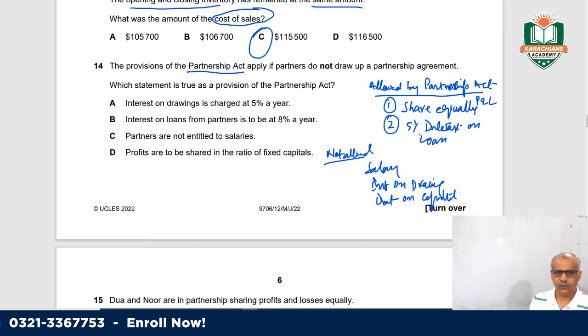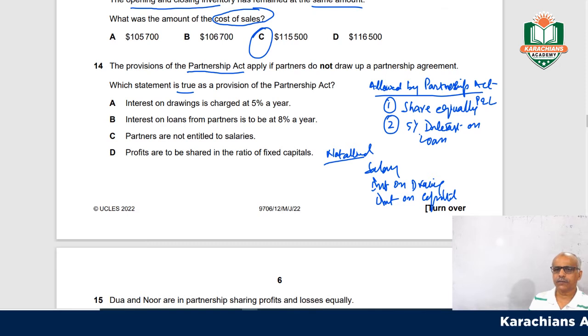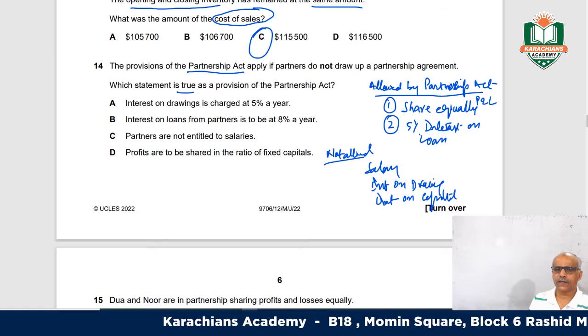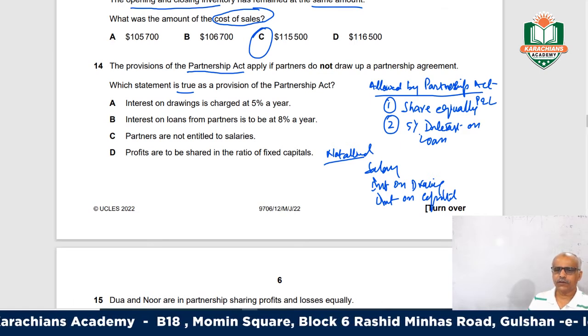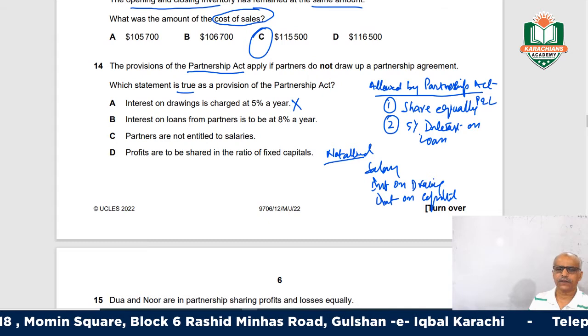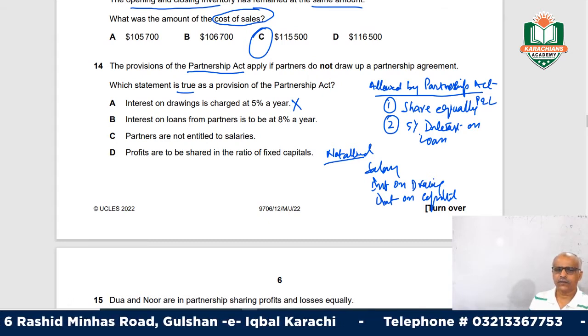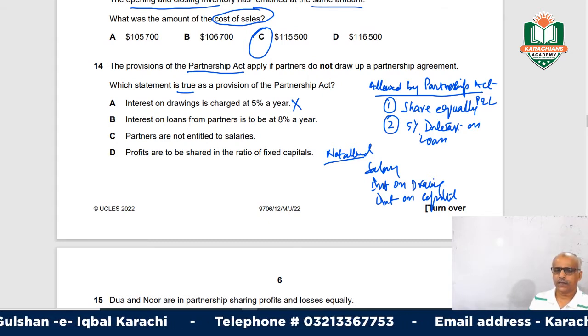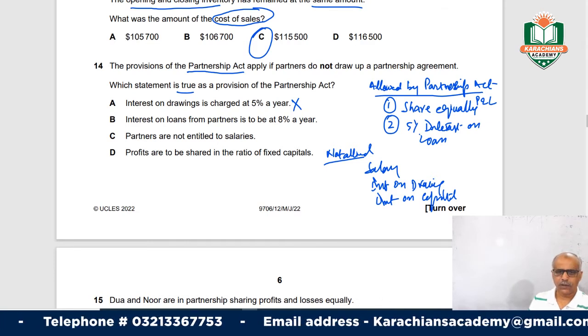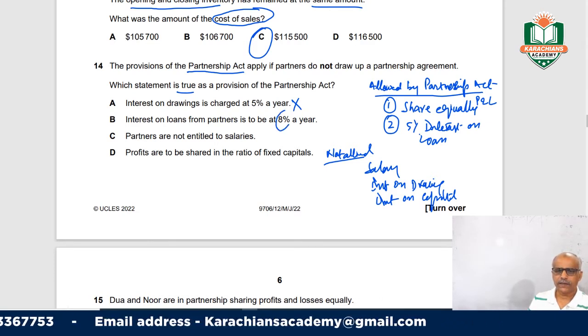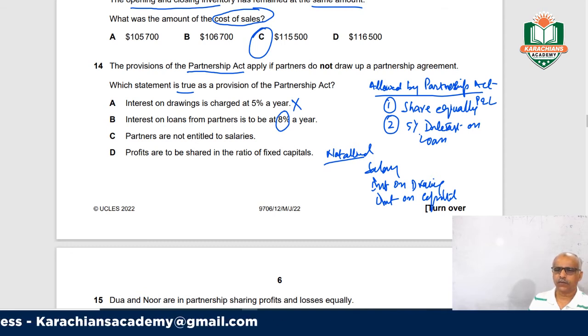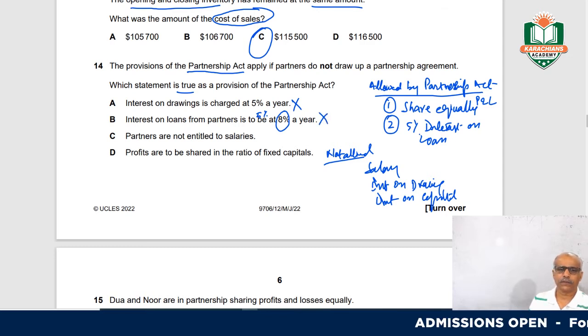So let's move on to which statement is true. As a provision of the Partnership Act, in A, interest on drawing is charged at 5%. So interest on drawing is already not allowed under the Partnership Act, right? Interest on loans from the partner, yes, interest on loan is allowed, but they are saying 8%, while the Partnership Act allows you only 5%. So this is also not applicable.